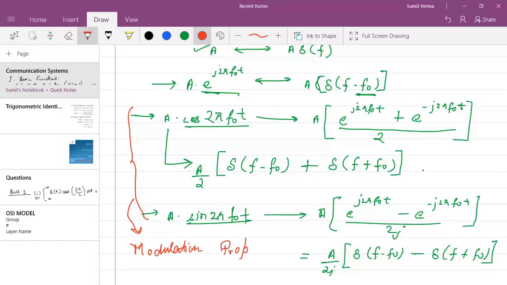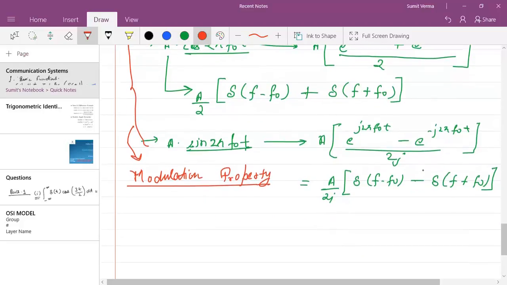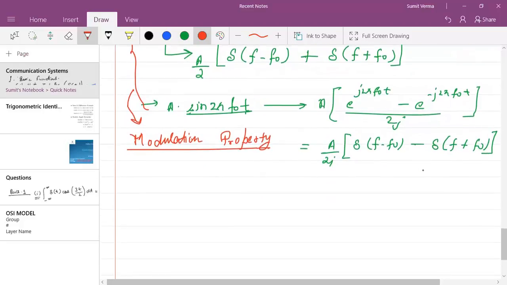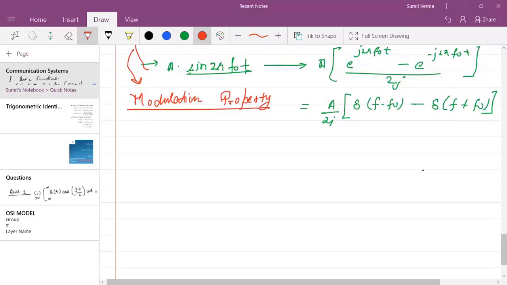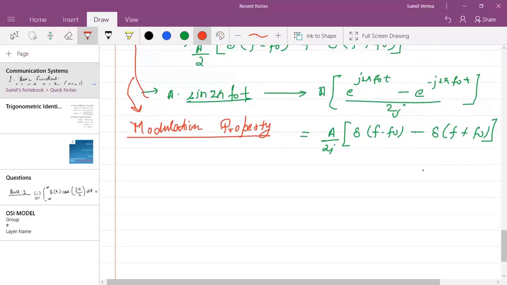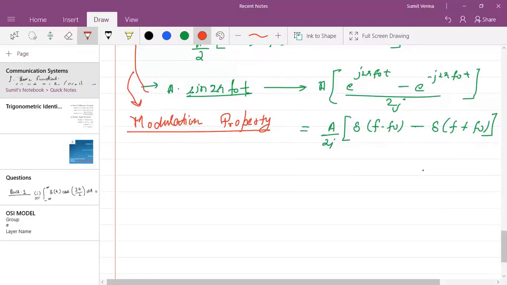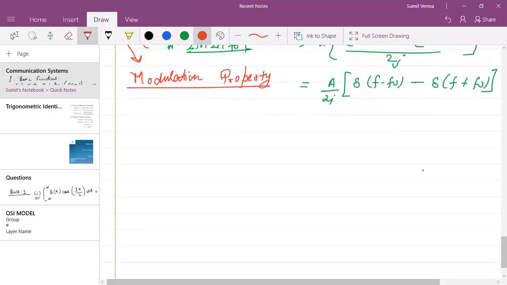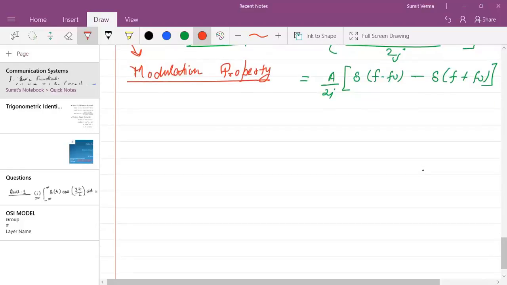This is also a property which is used extensively in communication systems. When we go to AM, I will show you how this modulation property is actually helping. Actually, today if we start modulation, I will show you how important modulation is in communication, because communication is all about modulation and demodulation. Now moving ahead.